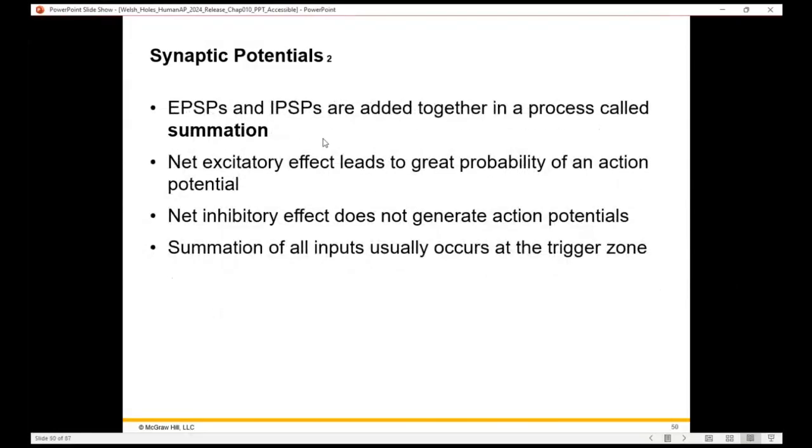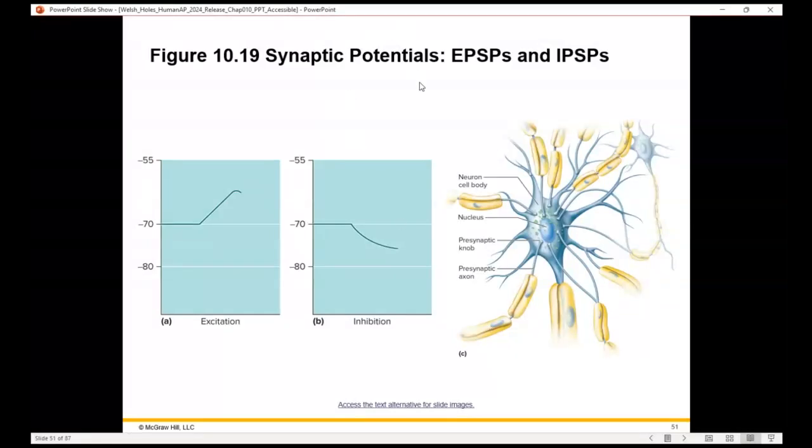The EPSPs and IPSPs are added together in a process called summation. Net excitatory effects lead to a greater probability of an action potential. A net inhibitory effect does not generate action potentials. Summation of all inputs usually occurs at the trigger zone. Figure 10.19 shows you the synaptic potentials in the summation.